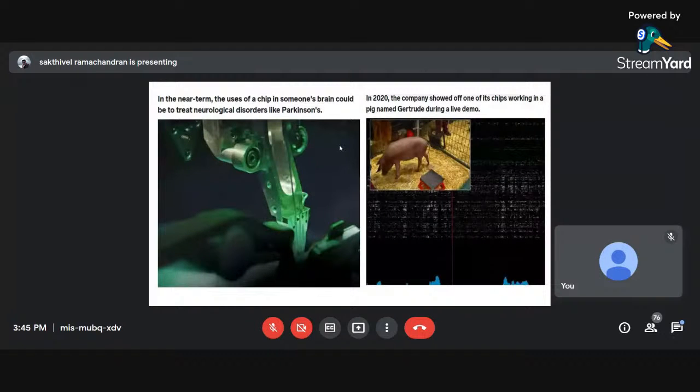And this was the one I was speaking about, the Elon Musk project. They tried to create a chip and implant it in the brain. In fact, it's still under clinical trial with animals. They are planning to use this for Parkinson's disease, particularly neurological disorders. They plan to use these neurochips in a great way for neurological disorders. And in 2020, they implanted this chip in a pig called Gertrude. In fact, they were monitoring that also. There are some interesting videos also available. Probably you can also go through that.